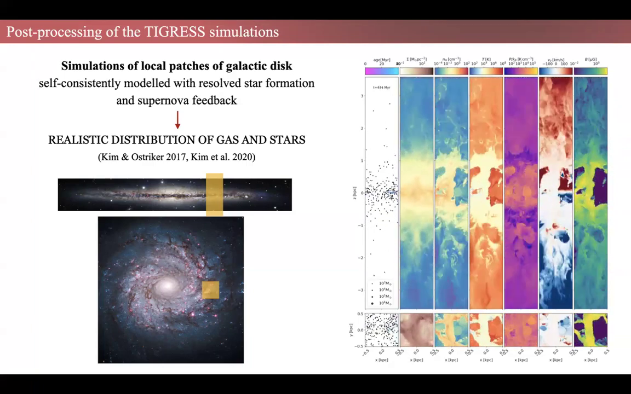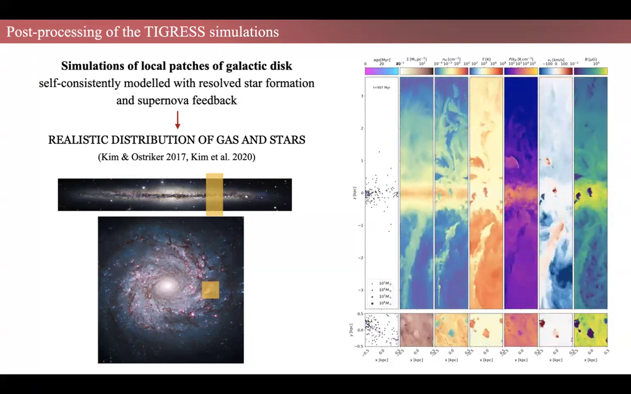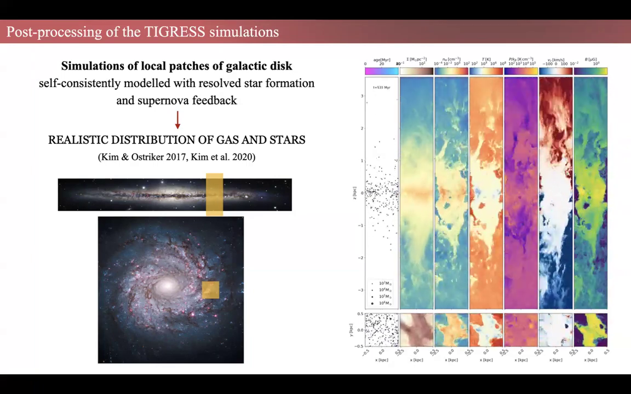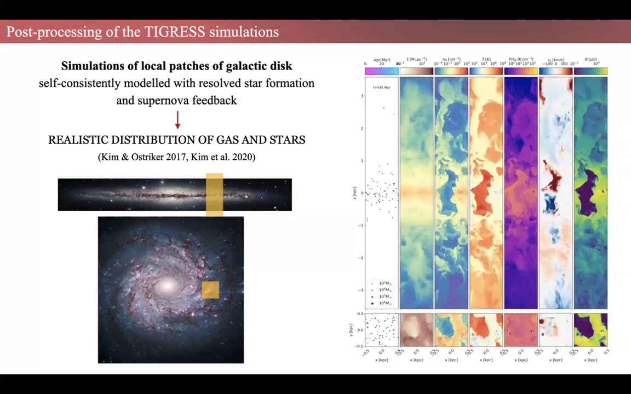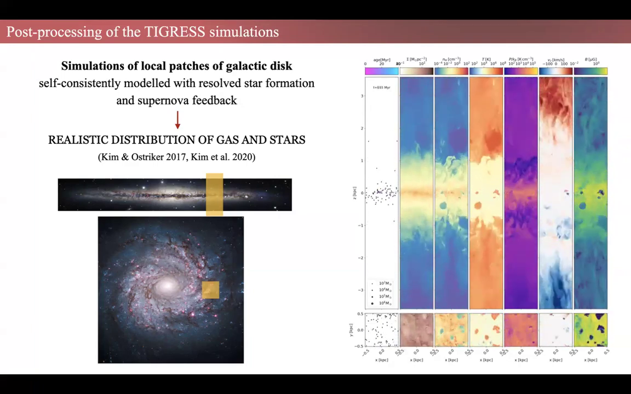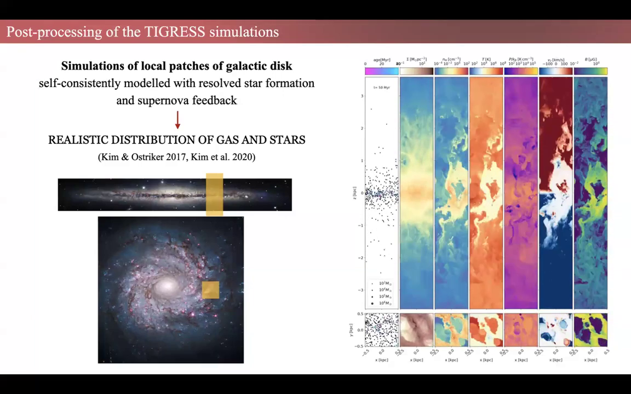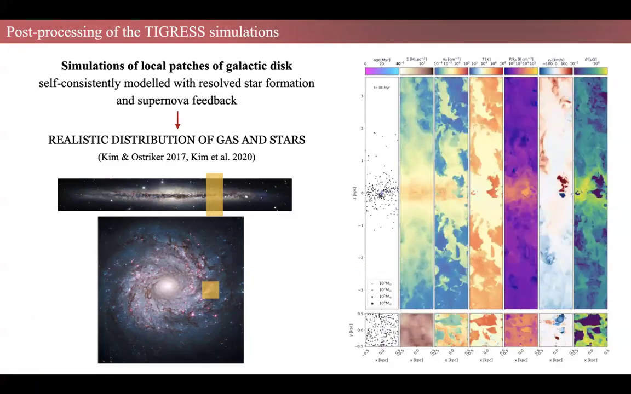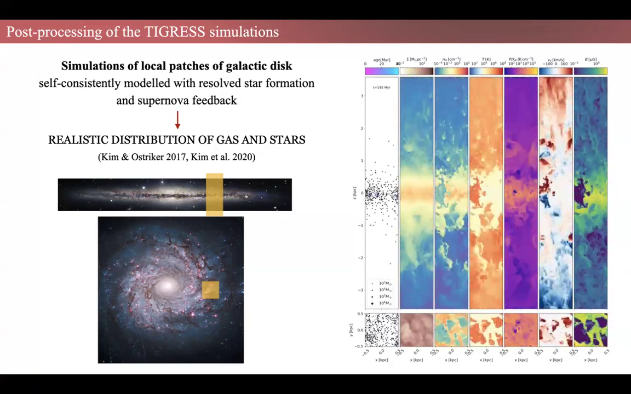Now, the original Tigris simulations do not include cosmic rays, so the transport of cosmic rays is computed in post-processing. What I mean is we select a number of snapshots from this simulation, and given the frozen distribution of thermal gas, magnetic field, and star particles, we let cosmic rays evolve until a steady state is reached.